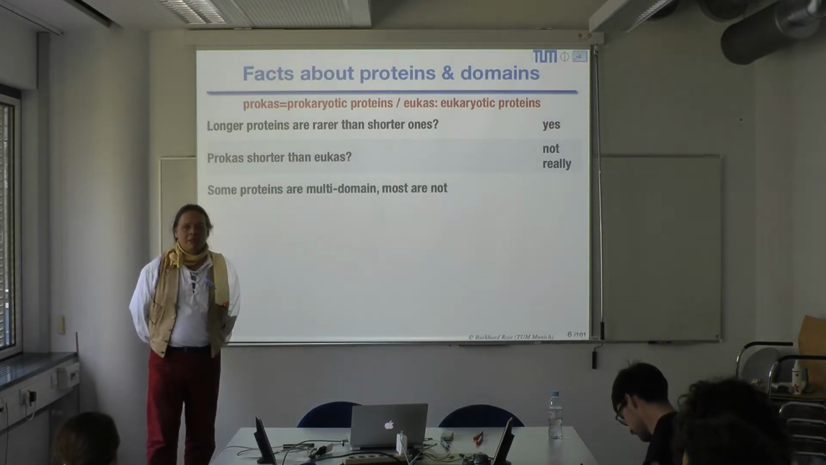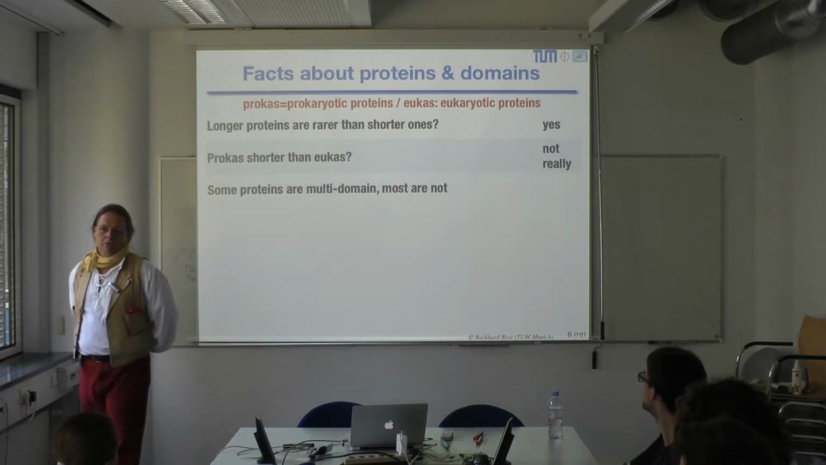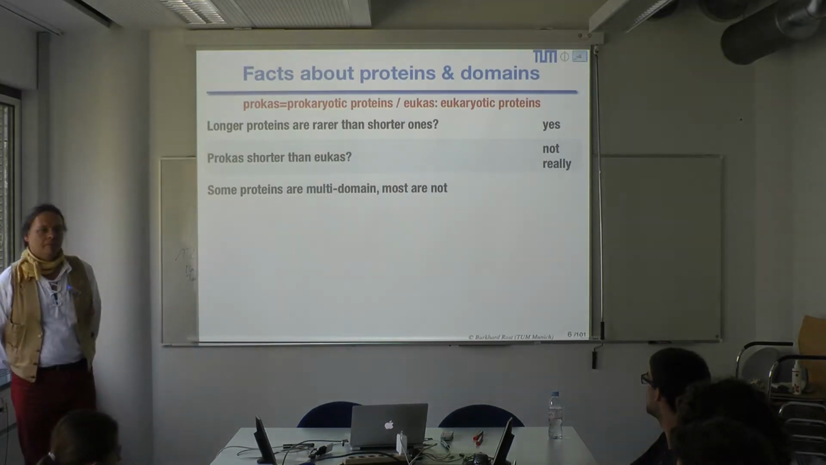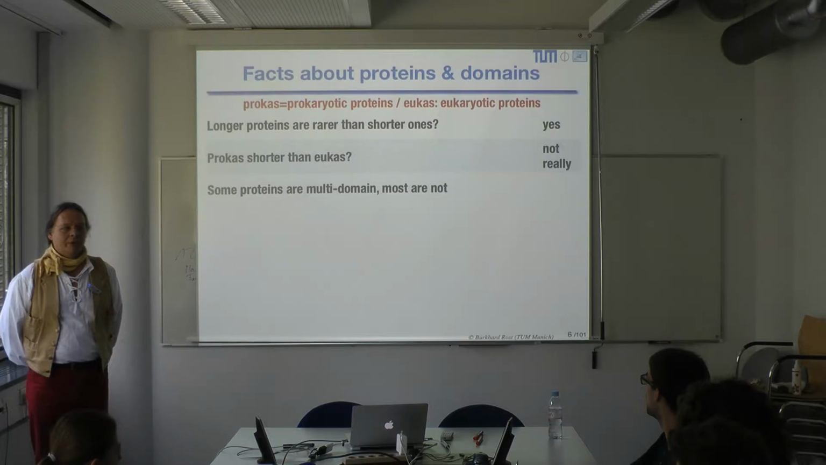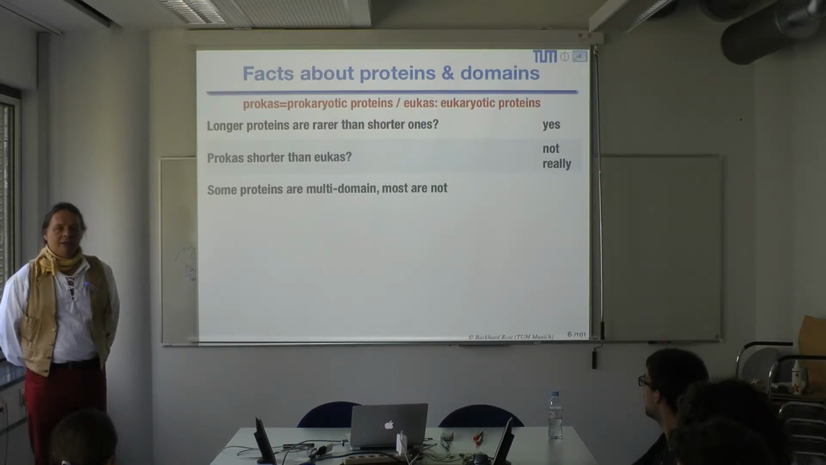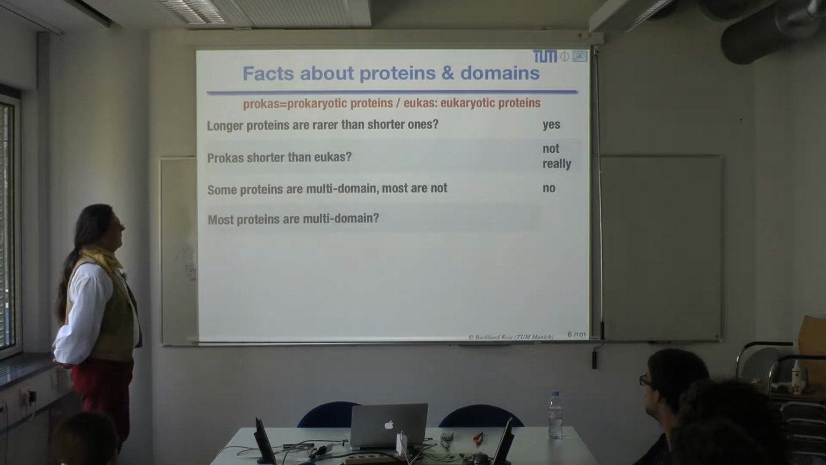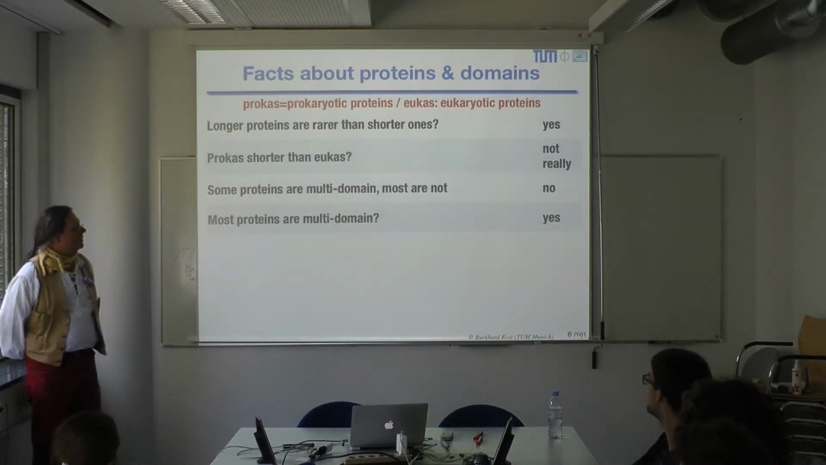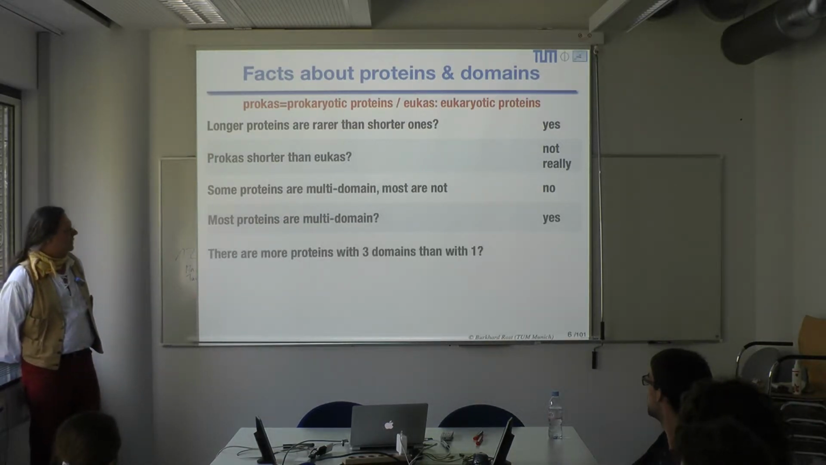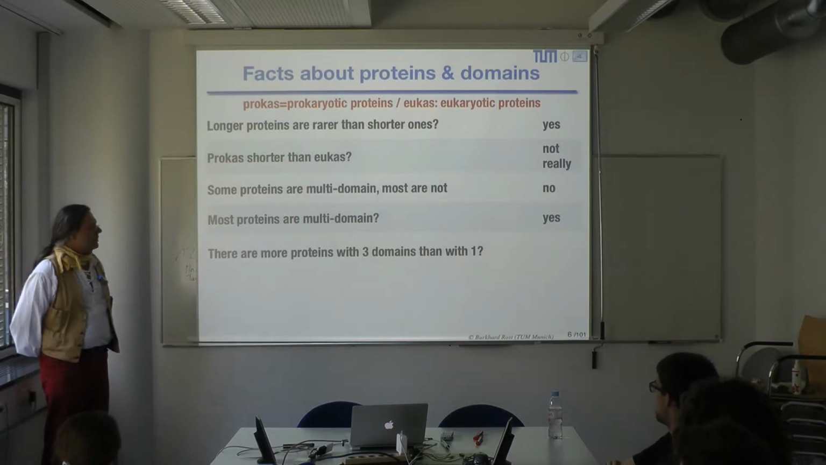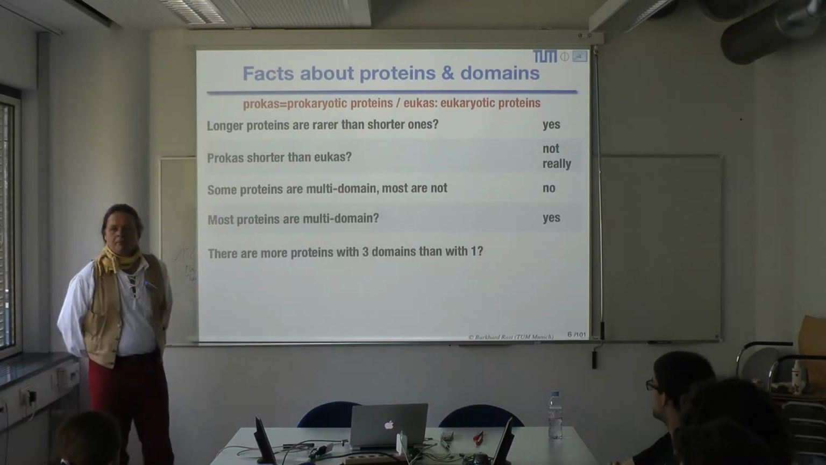Some proteins are multi-domain proteins. Most are not. Nobody knows quite to agree on this. So I believe I see a question mark. Does anybody fall either way so far? Everybody's face has a sort of question mark written over it. Not really. In fact, most proteins are multi-domain, and I'll show you a figure about that. There are more proteins with 3 domains than with 1.